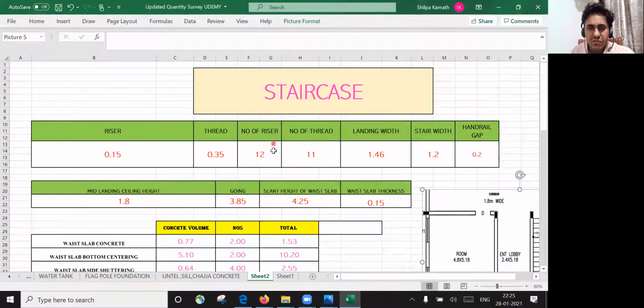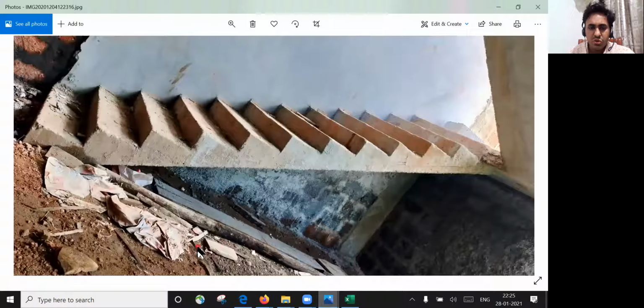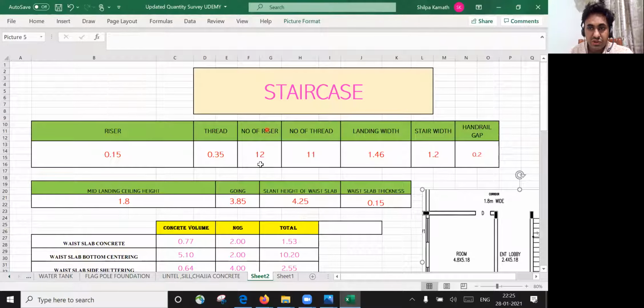Coming to the number of risers, we'll count the number of risers at the site actually, and not from the drawing. Anyhow, it's an Excel sheet. If we add one or minus one, the Excel is going to give us a calculation. We counted that, we found there are 12 risers here, so we'll add 12 here. So the number of risers is 12.